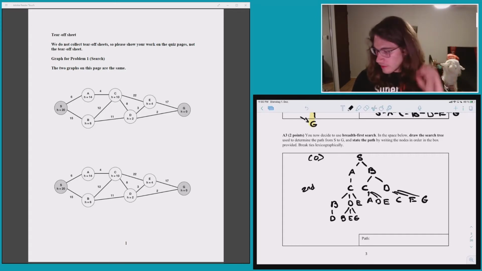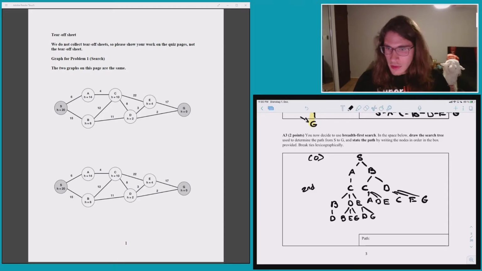I'll try to cram everything. And then E could go to either D or G. Where could A go? Nowhere, so I'm not going to expand that one. Otherwise, I would be going in circles. Then D would go to E or G. E, same thing, D or G.